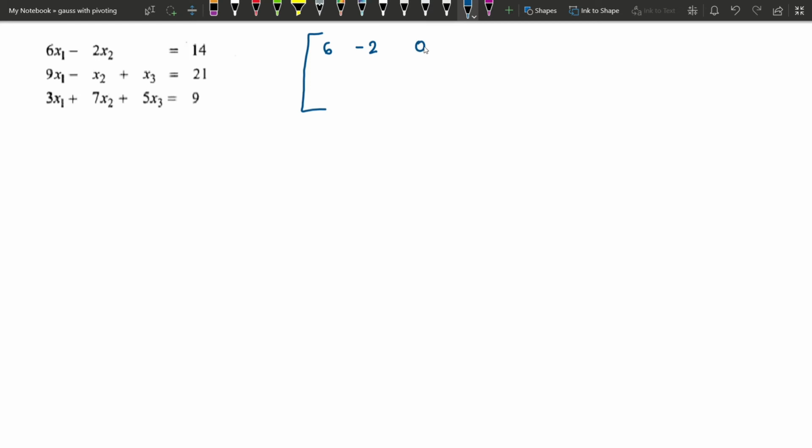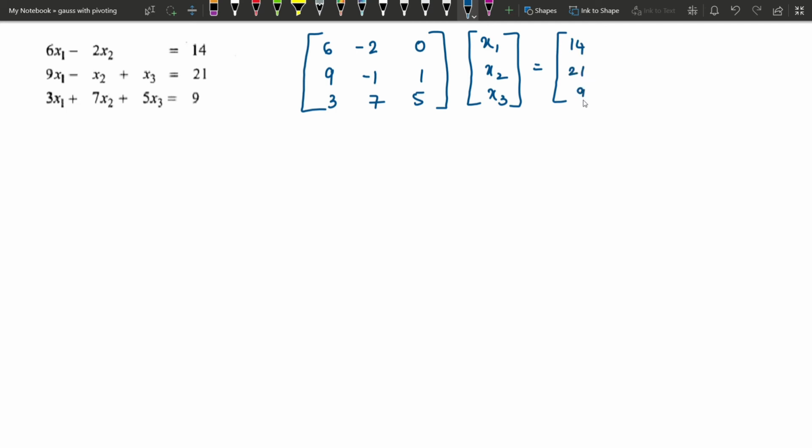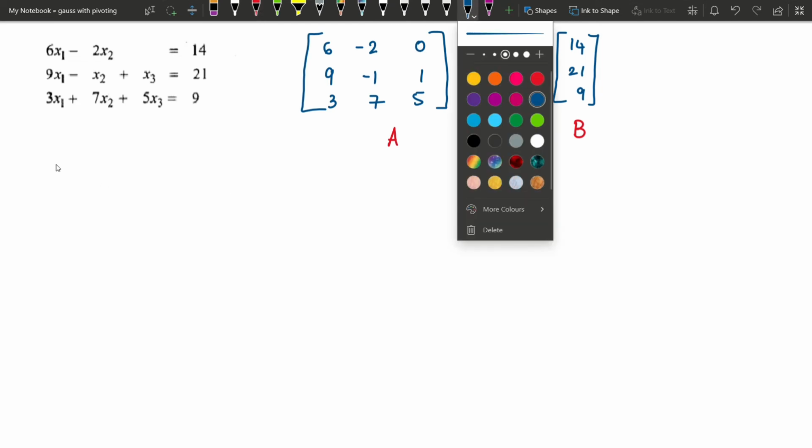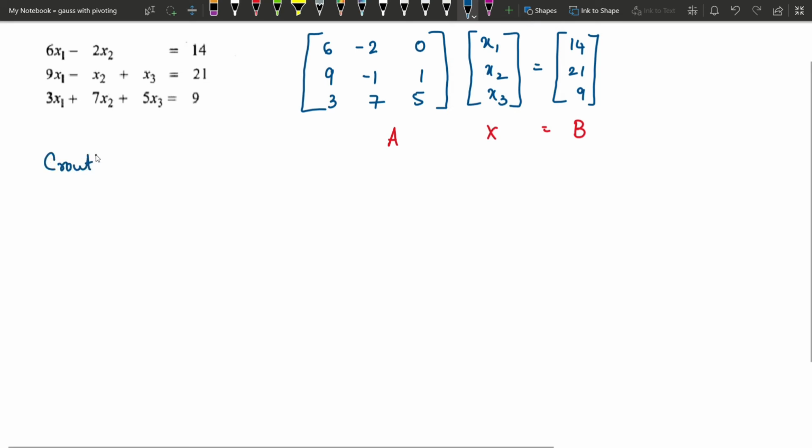Again, we are supposed to write it in the form of a matrix, wherein we write AX equals B. What is A? 6, minus 2 and 0, because x3 is not there. Here we have 9, minus 1, plus 1, 3, 7, 5. So this is matrix A. Matrix X is the matrix of unknown variables, which is x1, x2 and x3. And matrix B is the RHS values 14, 21 and 9. So this is AX equals B.